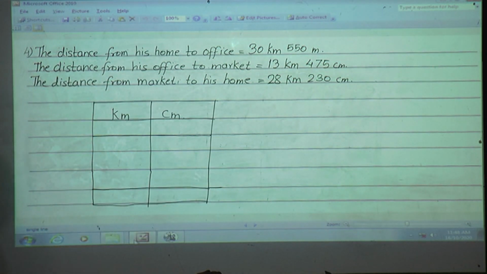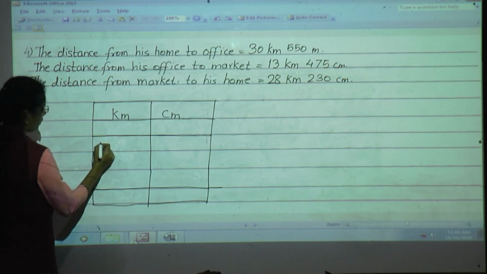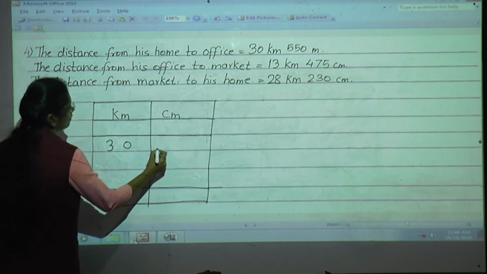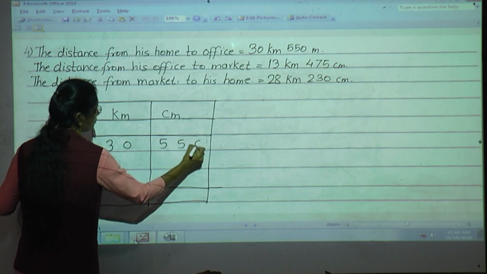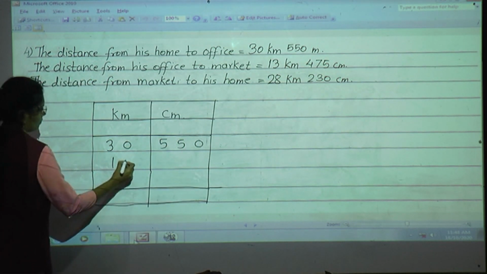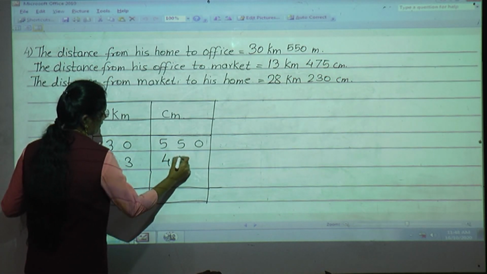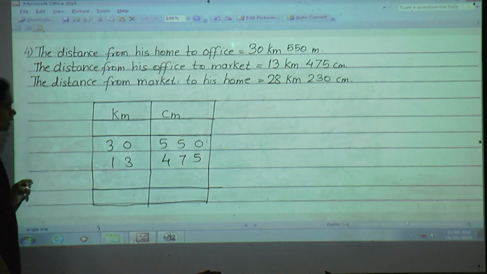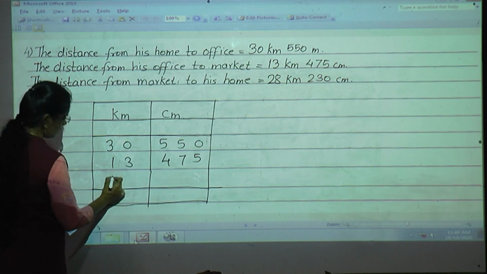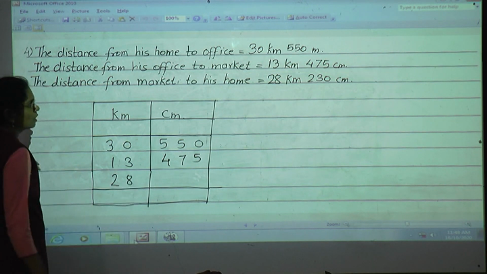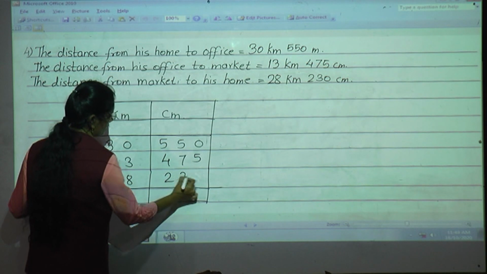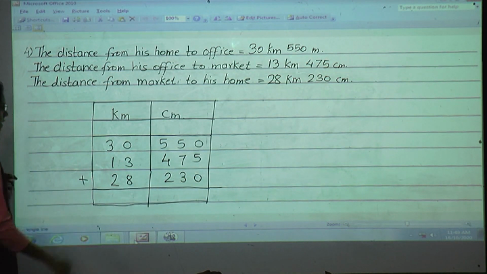Okay. Now what was the first distance? 30 kilometer 550 centimeter. Then from office to the market, 13 kilometer 475 centimeter. And then from office to his home, that distance was 28 kilometer 30 centimeter. Now when we add these three distances, we will get the total distance. Okay, so do the addition.